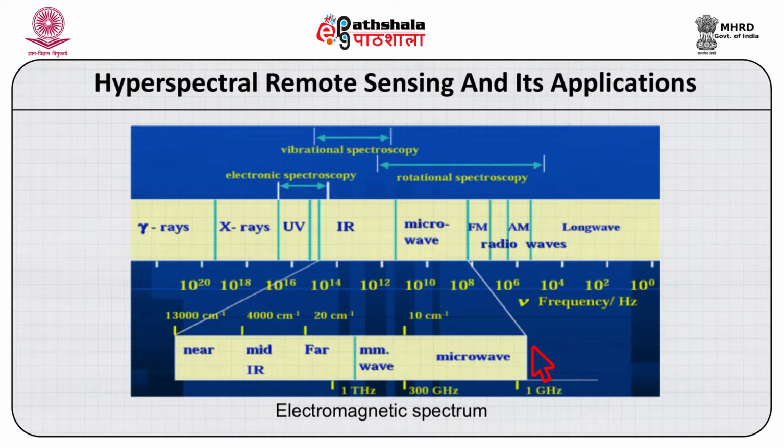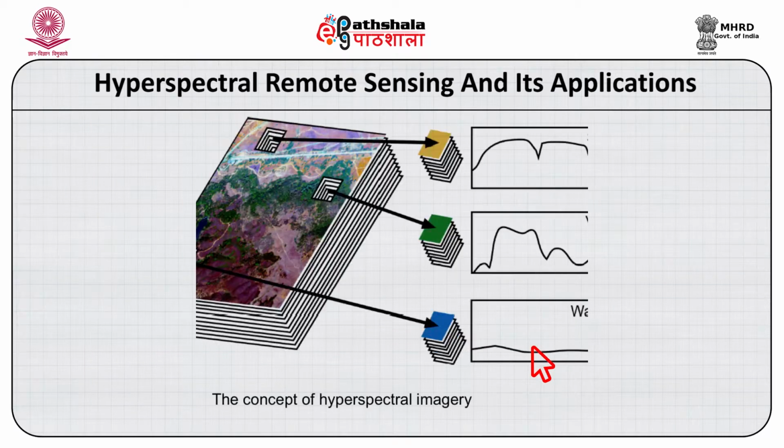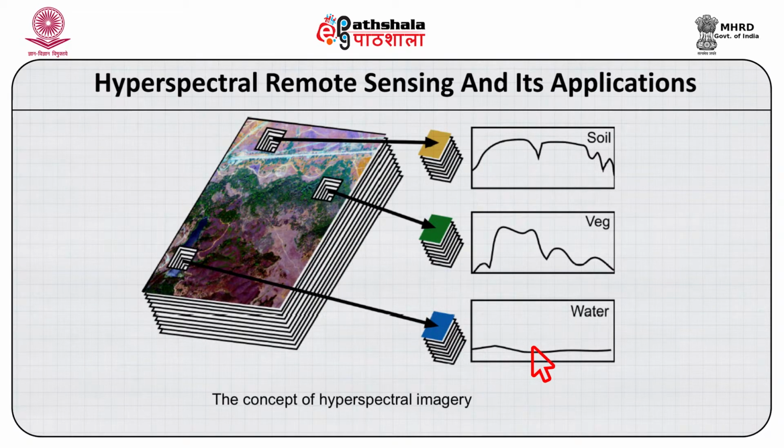Now, if we see figure 4, it shows the concept of hyperspectral imagery. There are three objects: soil, vegetation and water. If you see the brick-like thin slices, one above the other, this is a portion of a small, particular surface of the earth, and that has been shown here.